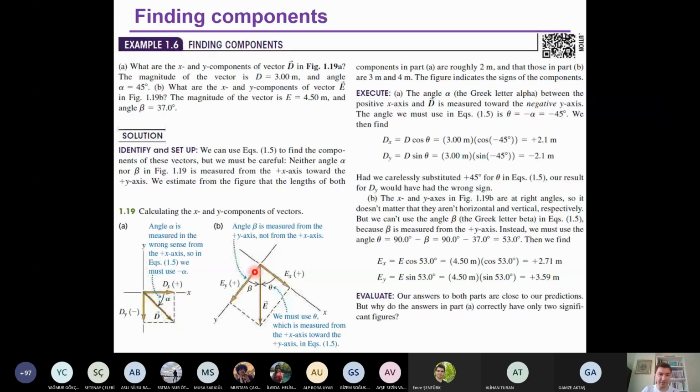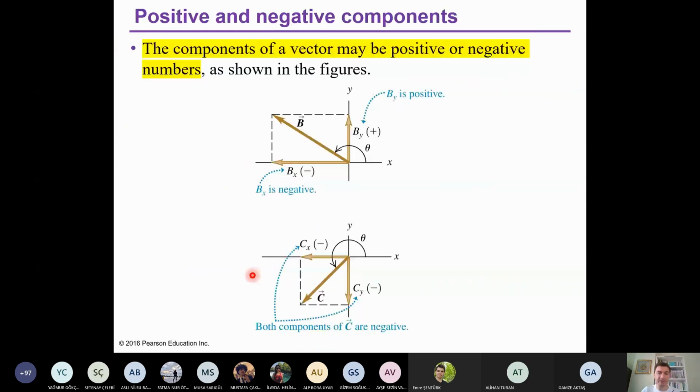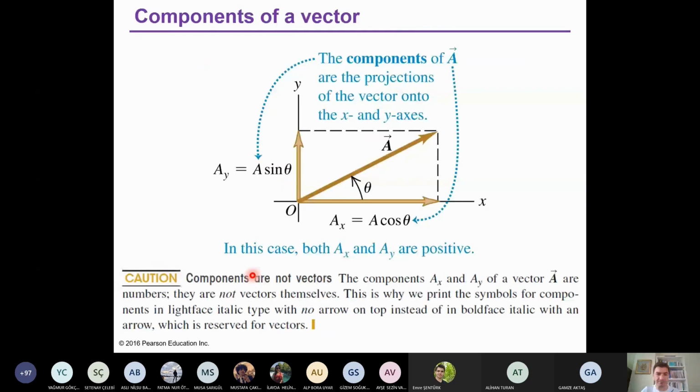In part B of the question, what are the x and y components of vector E? Here we have a vector E, and the x and y components are asked. The magnitude of vector E is given as 4.5 meters, and angle beta is also given, 37 degrees.